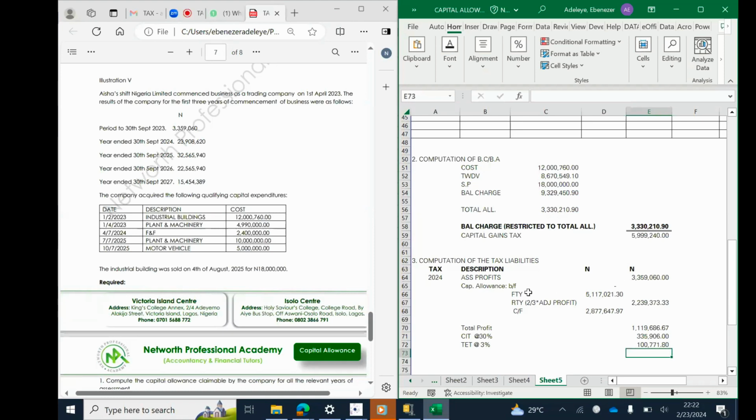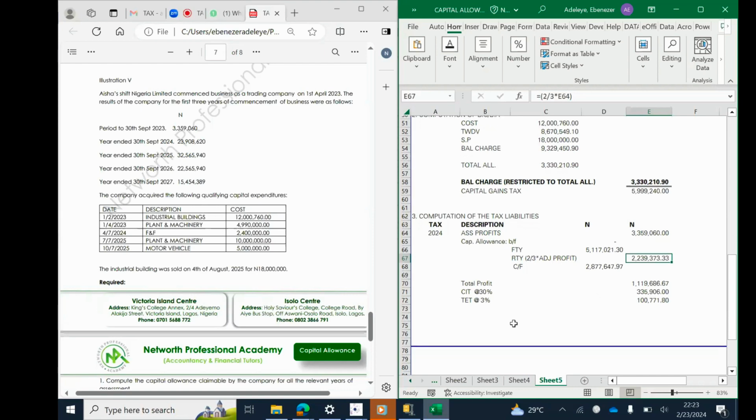Where I think you might have a question is in this adjustment. But if you were familiar with the way we dealt with loss relief, then it should be very simple for you. The only thing here is that we are restricted for our relief for the year. We have to restrict the total allowance to 2/3 of the adjusted profits, and we will now get the amount that we are going to relieve for the year. That's our RTY here, relief for the year. Is that clear?